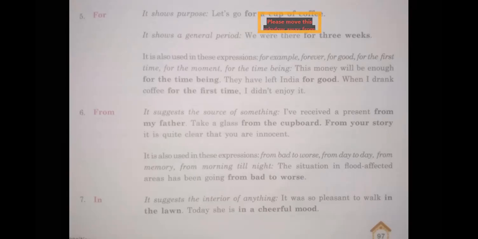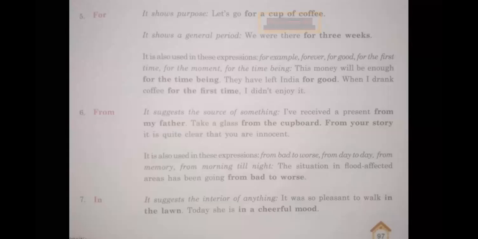Take a glass from the cupboard. From your story, it is quite clear that you are innocent. So what we understand when you talk about the source of something, you use there from. It is also used in these expressions. Now you see again we have expressions which are universal and certain. From bad to worse, from day to day, from memory, from morning till night. The situation in flood affected areas has been going from bad to worse.